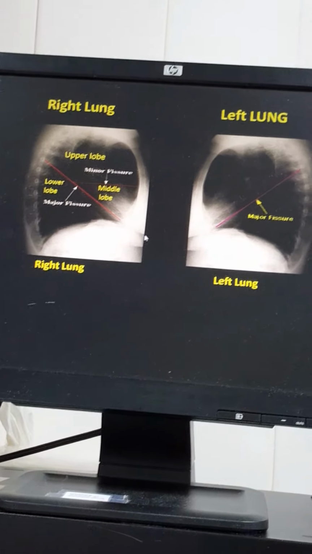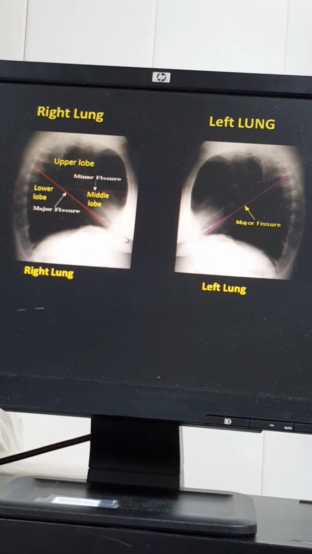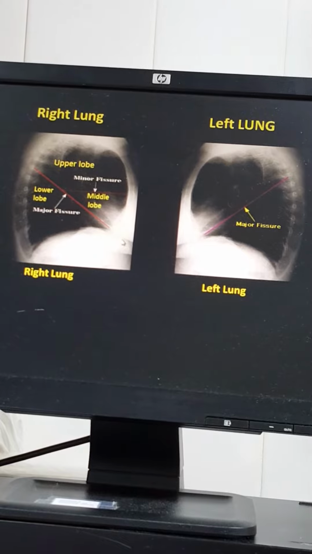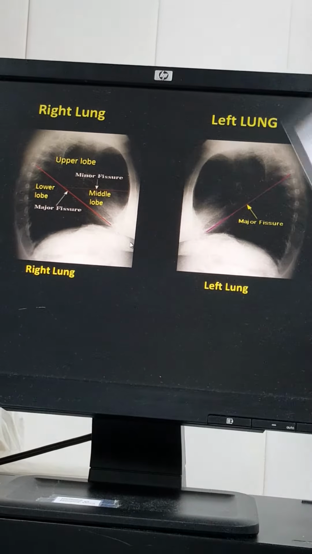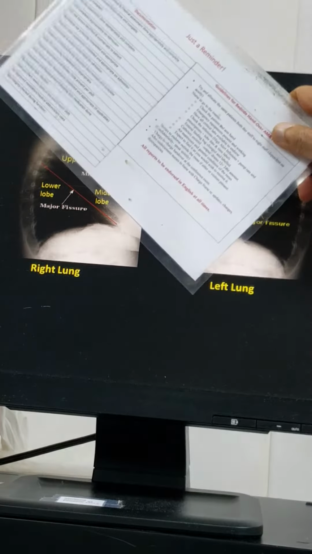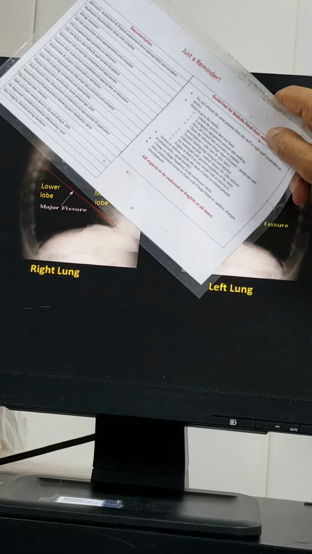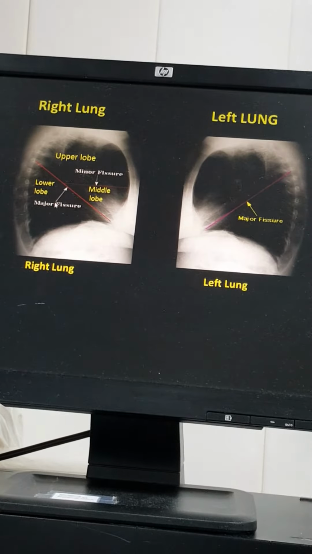So all you need to do is, most of the time the fissure will not be shown on a chest X-ray, because unless it's thickened, or in some people it is visible. But if it's not shown, all you need to do is take an oblique line from the anterior angle, and all that area below that will be the lower lobe. The lower lobe has various segments.